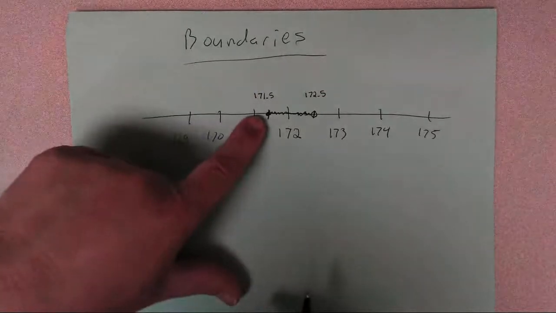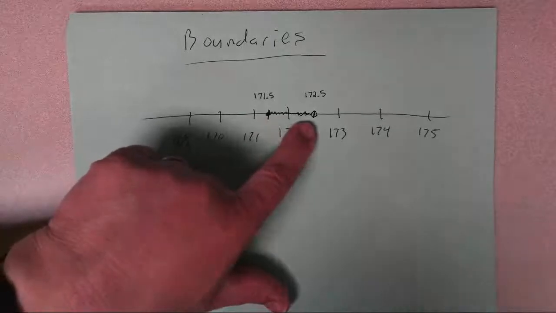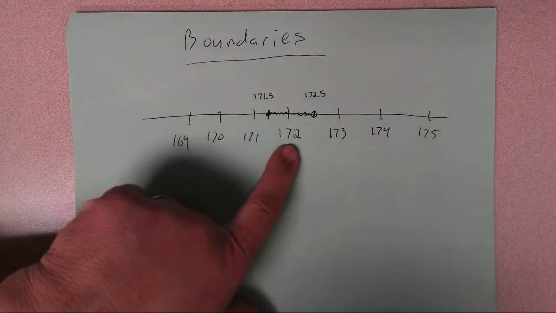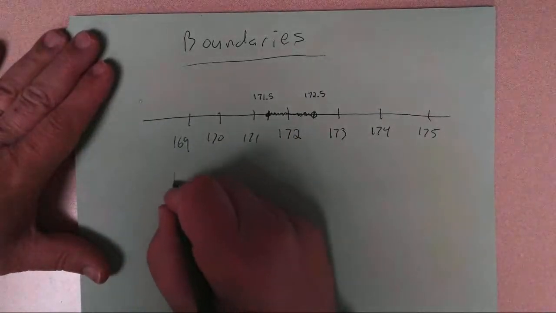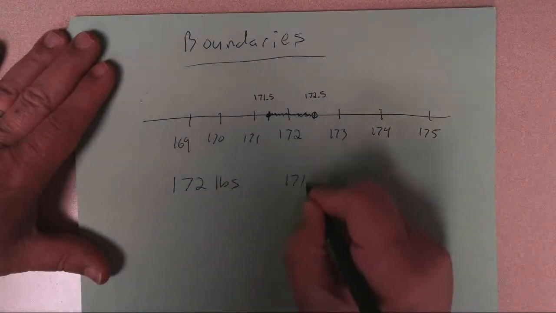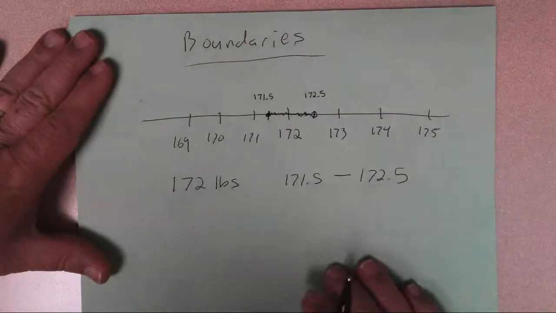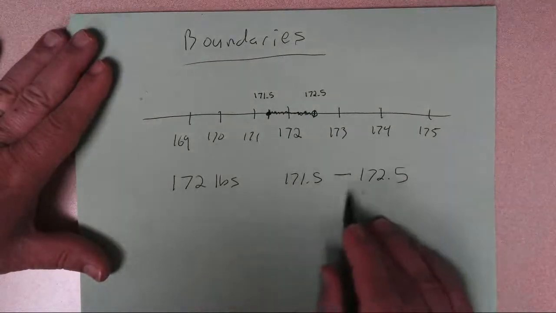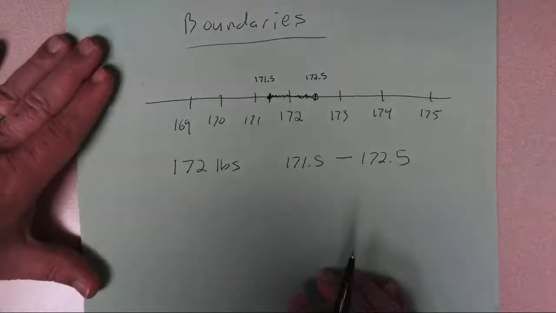So I could be anywhere from 171.5 all the way up to, but not including, 172.5. And I would round to 172. And so what I say here is that the boundaries for 172 pounds is 171.5 all the way up to, but not including 172.5. And I just write this, okay? And so these are the boundaries for this number when you're measuring to the nearest pound.